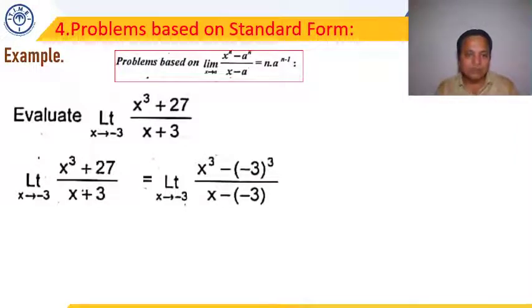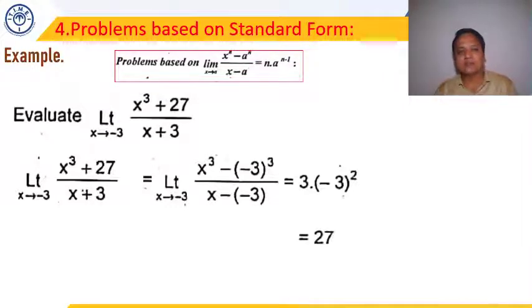Now what do we have? Can we relate it with the standard formula given above? Yes, we can say n is 3, a is minus 3. So we write this as 3 into minus 3 to the power 3 minus 1, which is 2. Now minus 3 square is 9, and 3 into 9 becomes 27. So we get our value as 27.